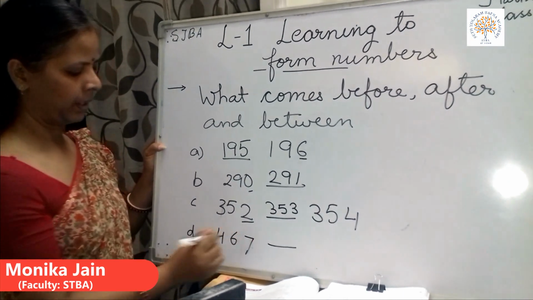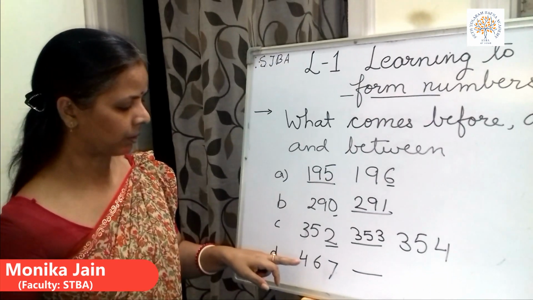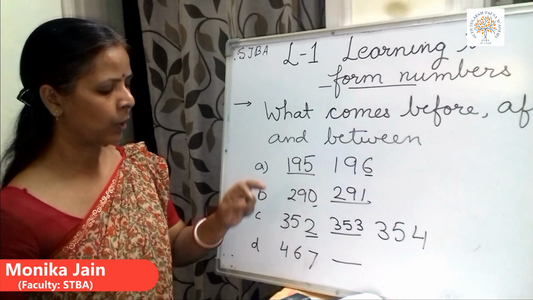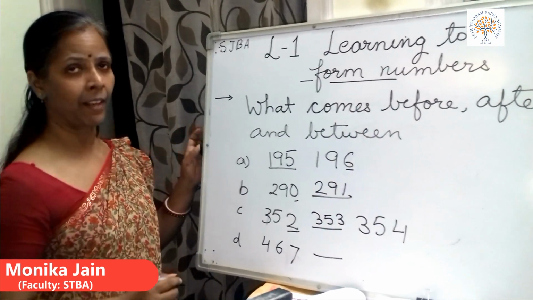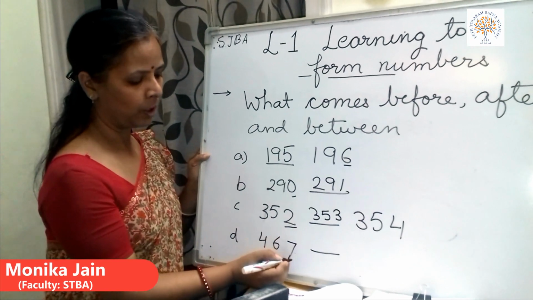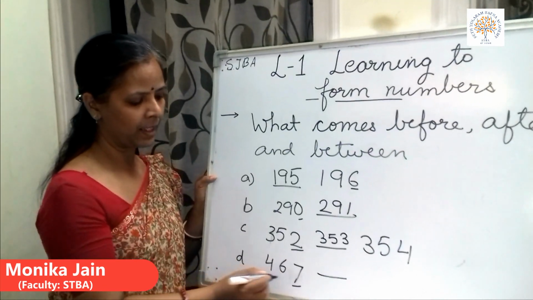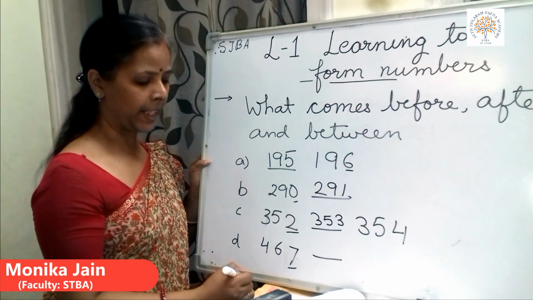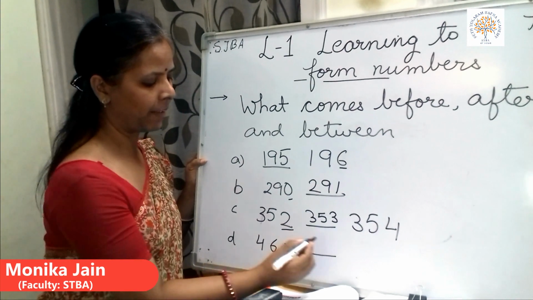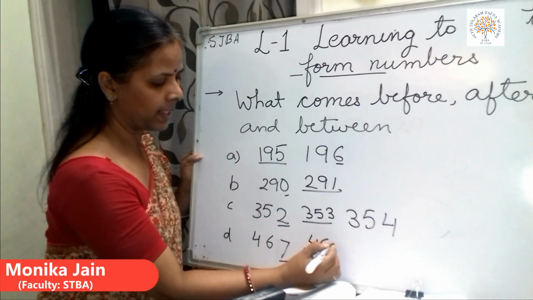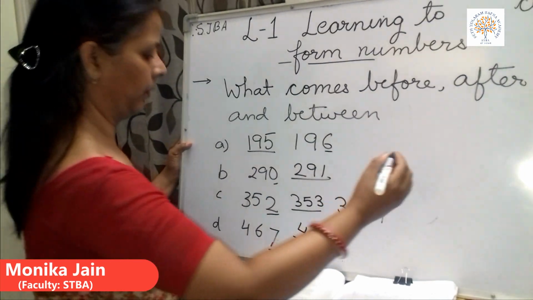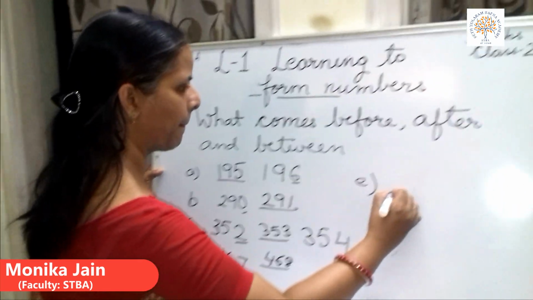Next question is 467. Which number comes after it? Look at the number in the ones place. The number after 7 is 8. So the number after 467 will be 468.